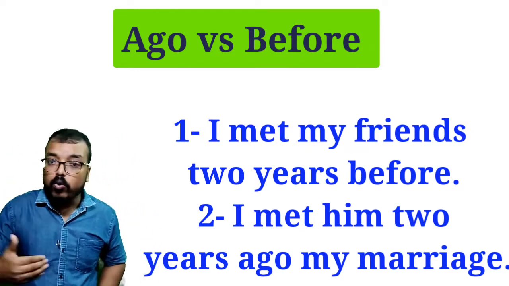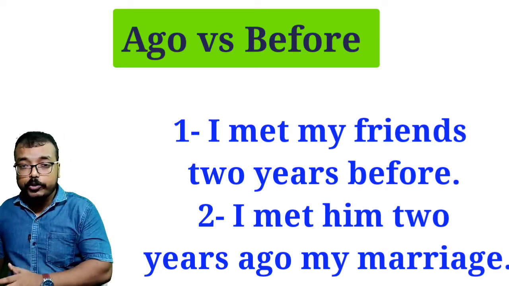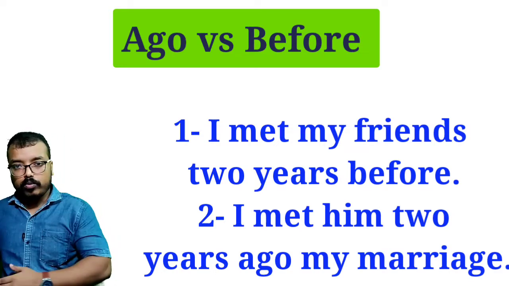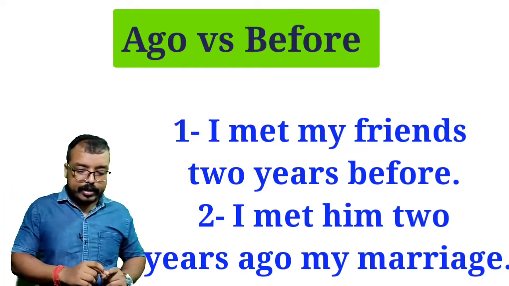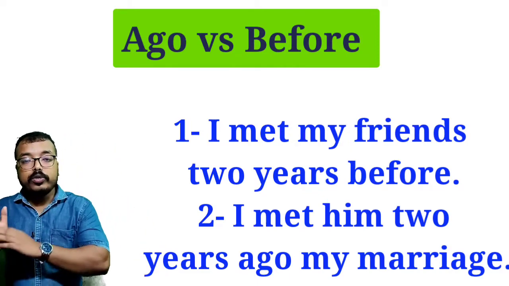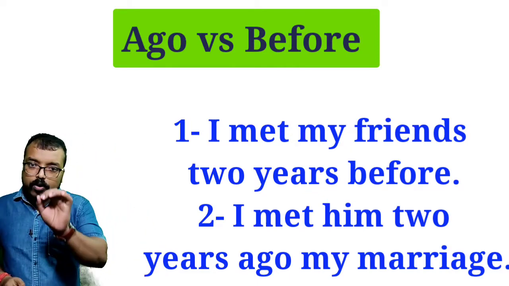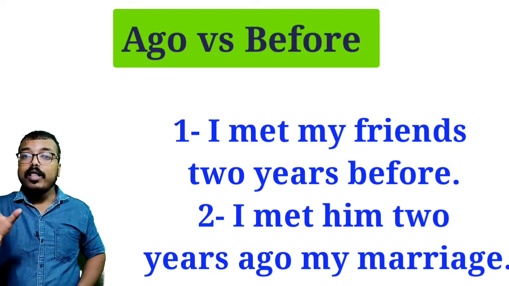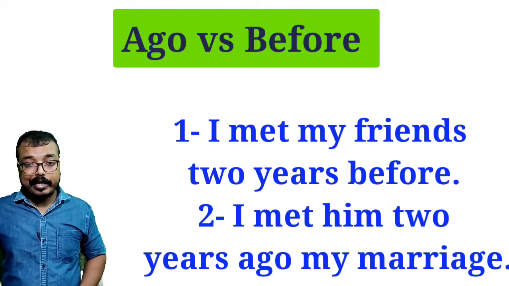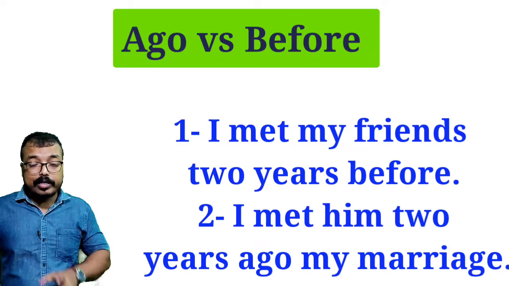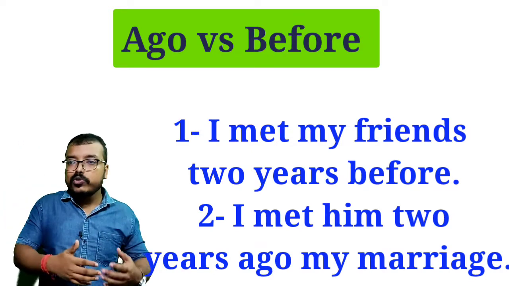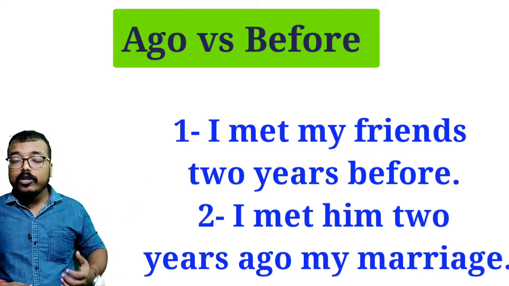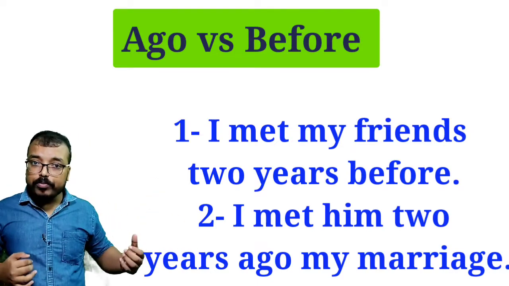Can you recognize them? Okay, let me clarify. Whenever we use ago, we cannot use any object after ago. After ago, there will be only a full stop. Ago will be the ending part. In the first sentence, I met my friend 2 years before. Whenever we use before, we will have to add an object at the end of the sentence. It's mandatory. Actually, ago is used to show a certain incident or certain time in respect to the present time.